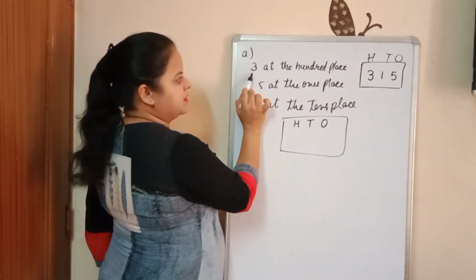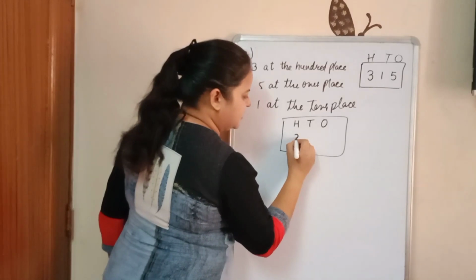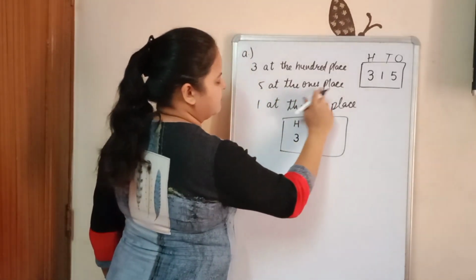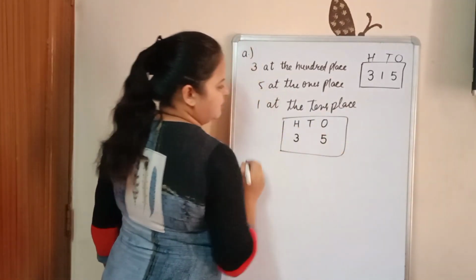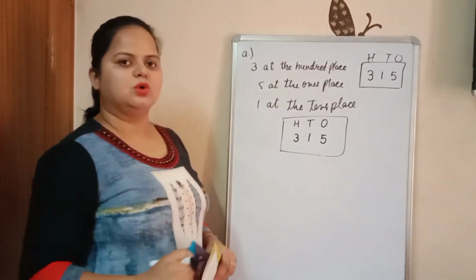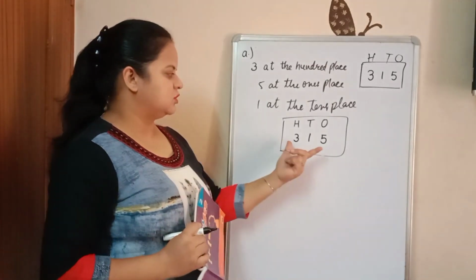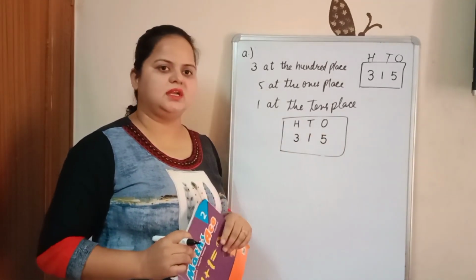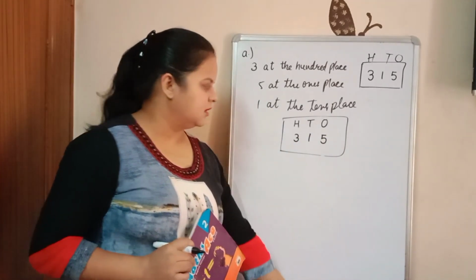And now arrange the numbers. 3 at the 100 place, below 100 write 3, 5 at the ones place, below ones write 5, and 1 at the tens place. Here below the T you have to write 1. So the number is 315.